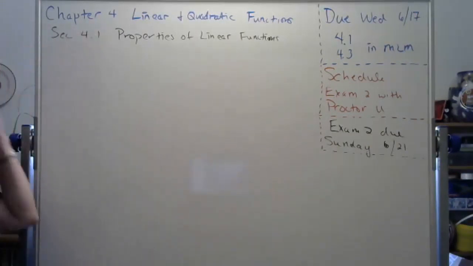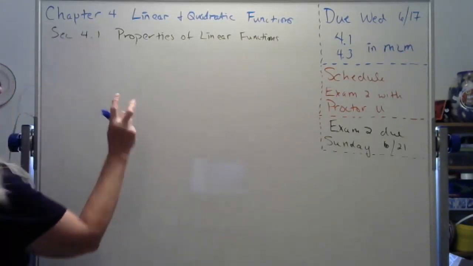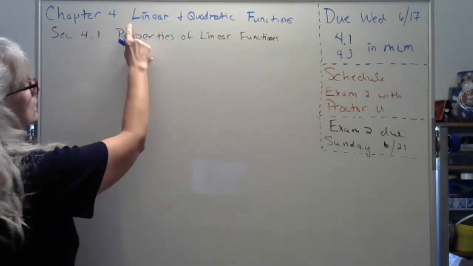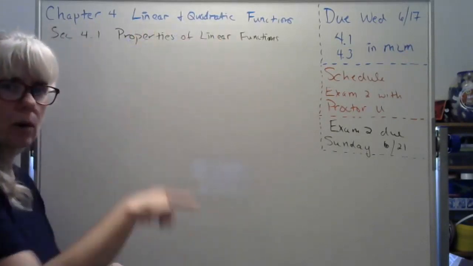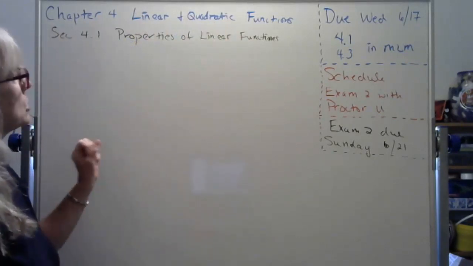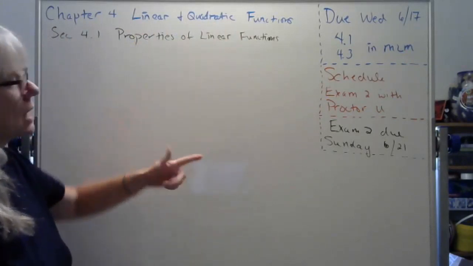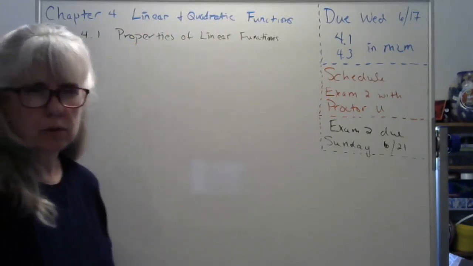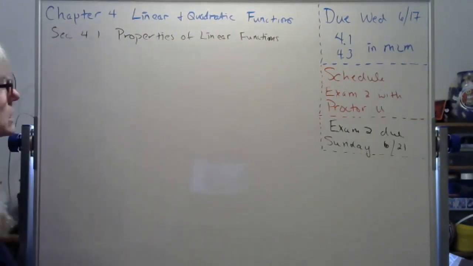So chapter 4, now that we've decided what a function is in chapter 3, chapter 4 is about 2 specific types of functions: linear functions, meaning lines, and then quadratic functions, which we already know are those parabolas. So today we'll spend time on the linear functions, and then we'll spend Tuesday and Wednesday talking about quadratic functions, and then we'll review again for the exam on Thursday. So that's the plan. Today we're going to talk about the properties of linear functions.